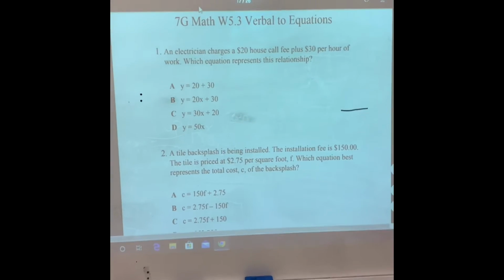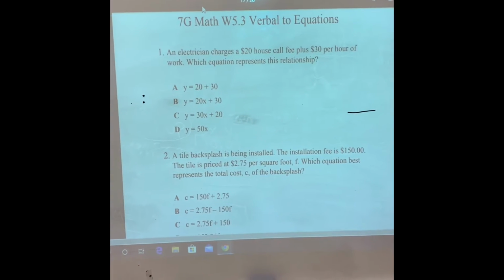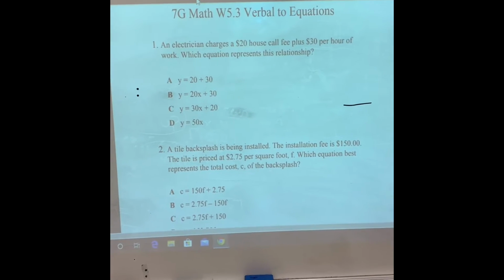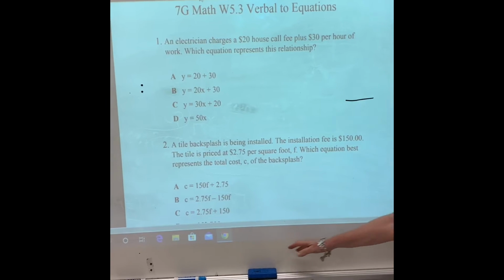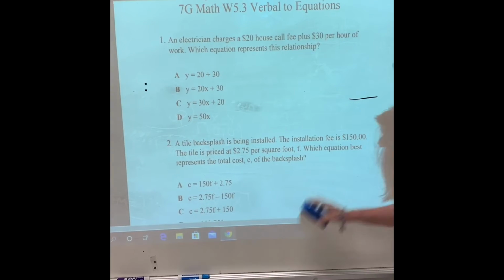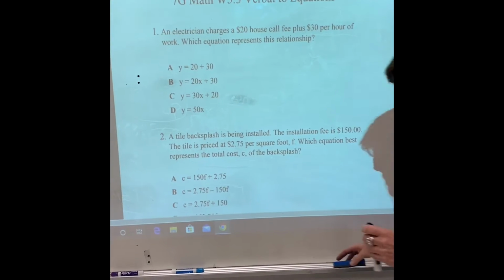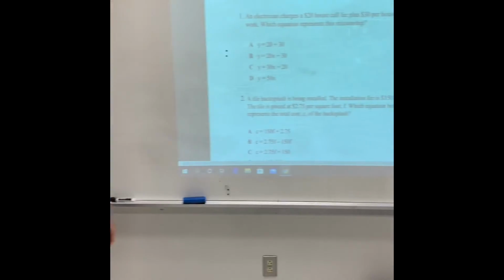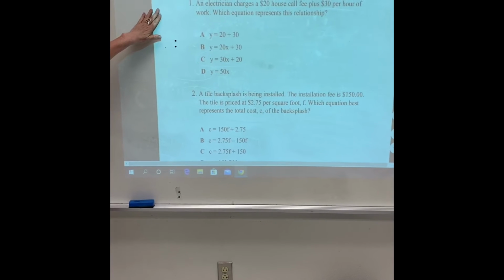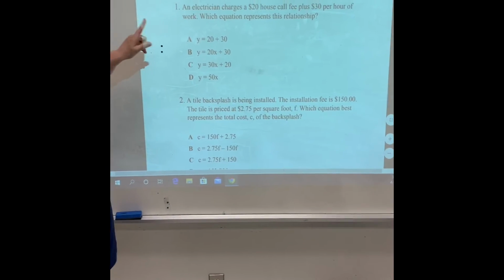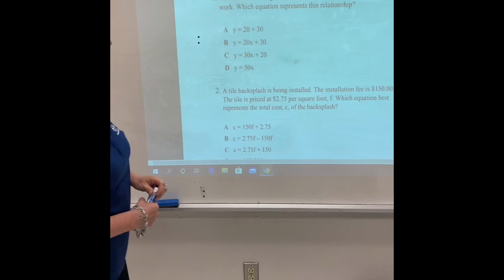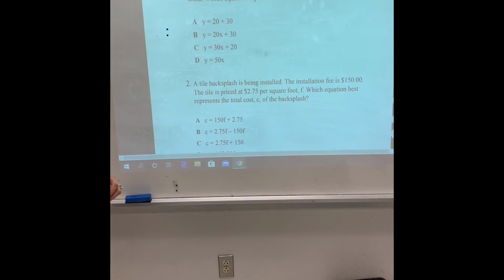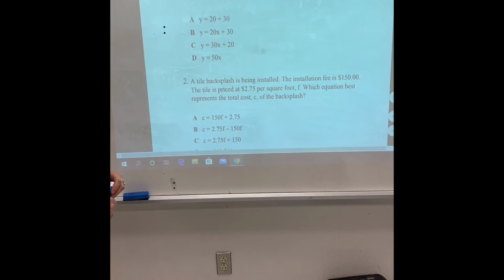Okay, so we're going to take a look at number 1 from your assignment, so that you feel comfortable that you are looking at it. An electrician charges a $20 house call fee plus $30 per hour of work. Which equation represents this relationship?